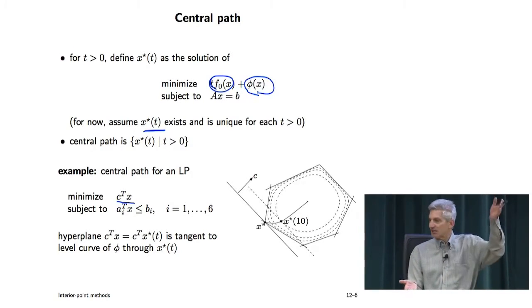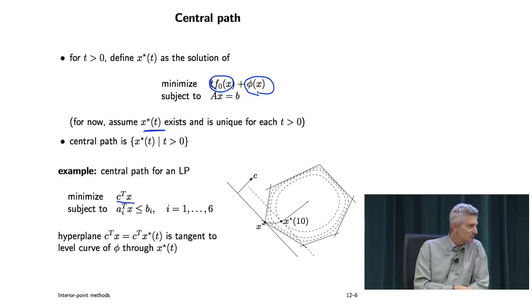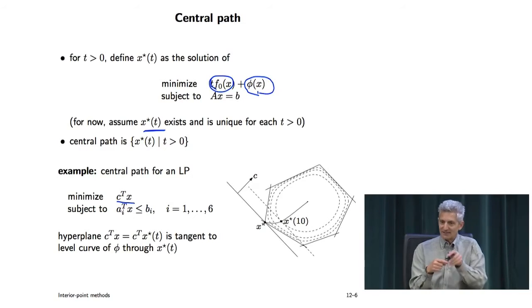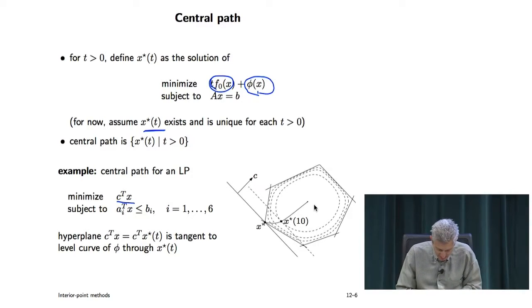The barrier goes up to plus infinity, and no matter how big t is, you'll move in the direction minus c. But at some point, you'll get to the point where it's no longer worth it to get closer to the boundary, and you'll stop. Everybody got this? So the central path might look like that. I mean, it's kind of silly because it's an LP in 2 variables or something. But anyway, that's what the central path looks like here.